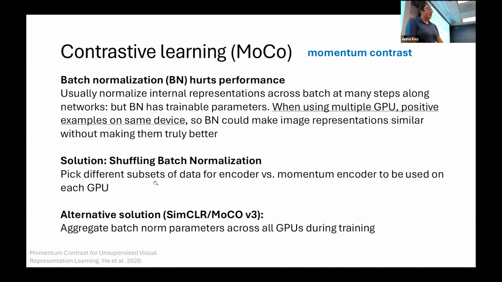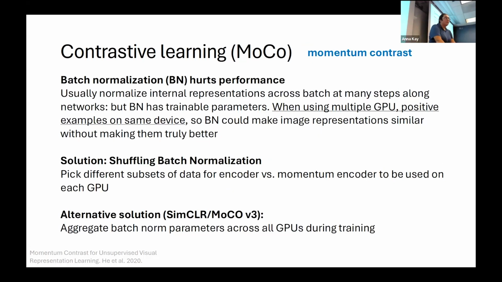And then an alternative solution, which SimCLR did and MoCo v3, because they would also face a similar problem had they been using that, is they just aggregated the batch norm parameters across all of the GPUs. This way, all of the GPUs had the same batch norm. There was little learning to be had.